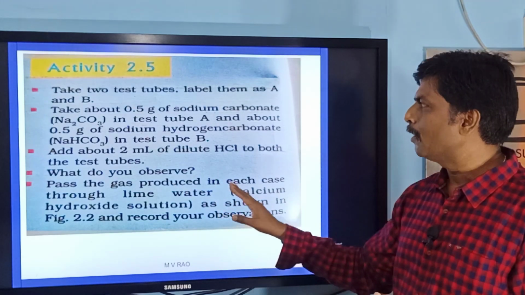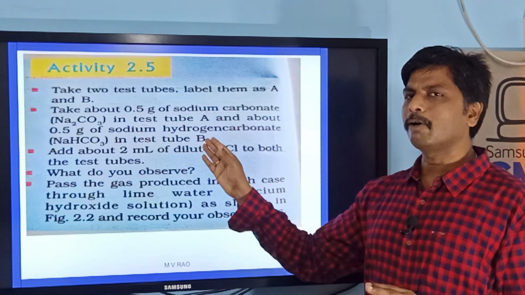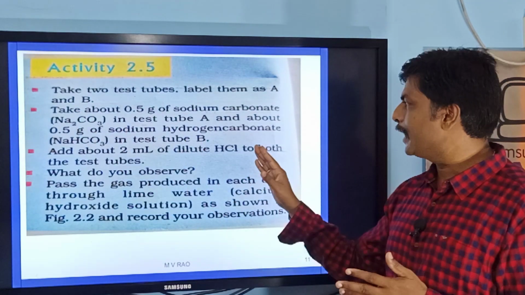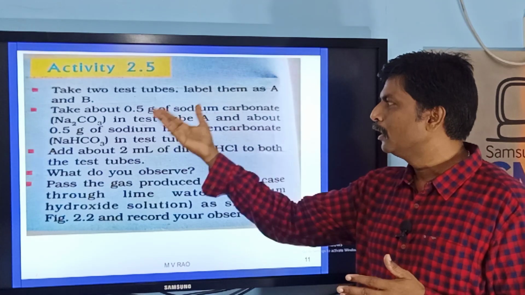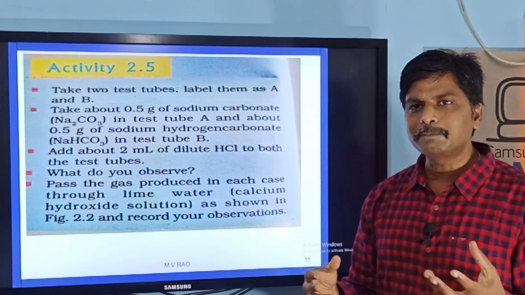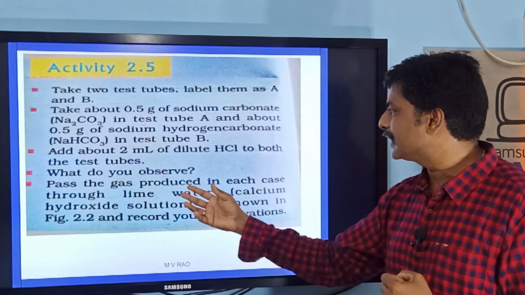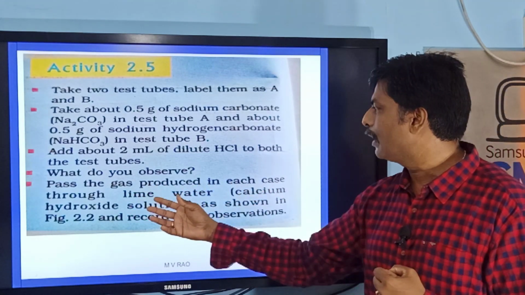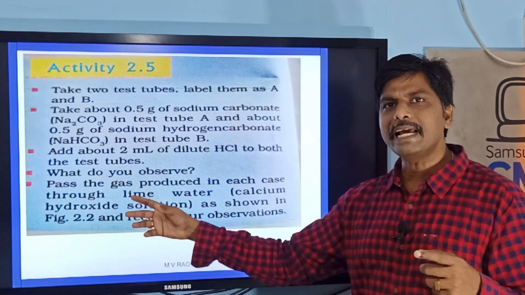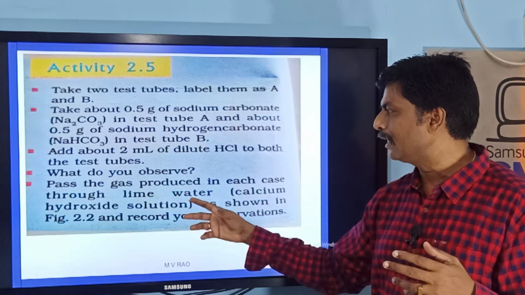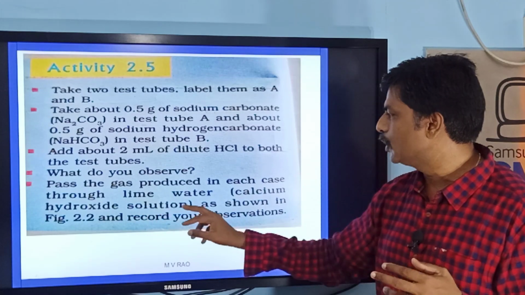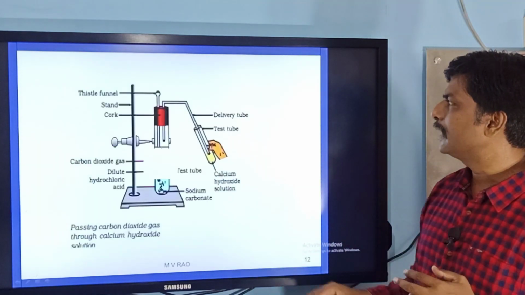What do you observe? After adding dilute hydrochloric acid to sodium carbonate, what reaction will take place? After adding dilute hydrochloric acid to sodium hydrogen carbonate, what is the observation? You will observe one gas. Pass the gas produced in each case through lime water. The formula of lime water, also called slaked lime or milk of lime, is Ca(OH)2, calcium hydroxide solution, as shown in the figure. So it is the diagram.